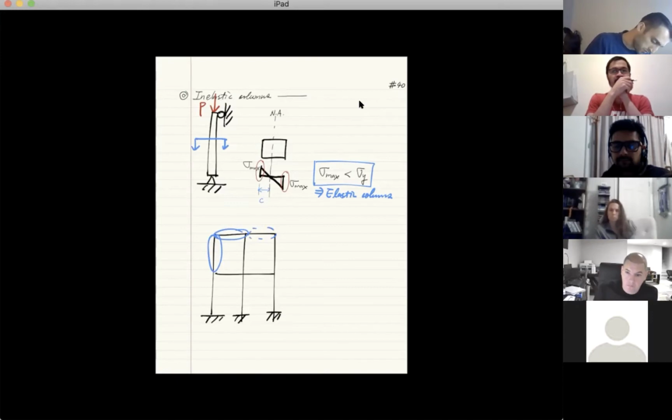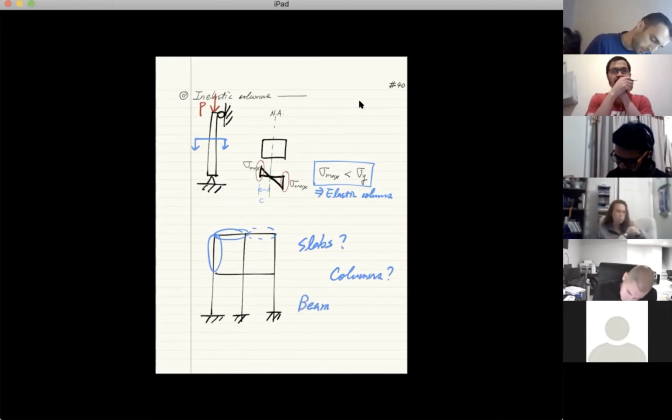I don't want to write in particular order, but let's say that slabs, columns, beams. What is the most important structural component in the building?